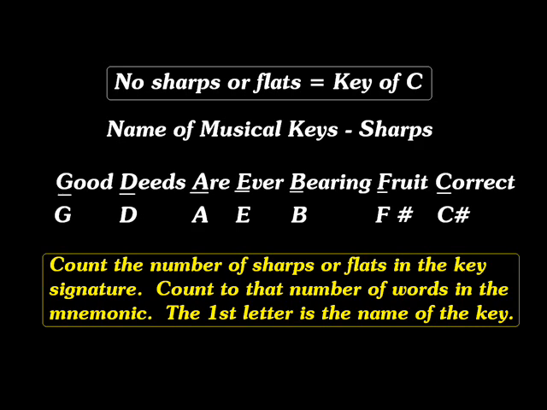The mnemonic is, good deeds are ever bearing fruit correct. Take notice, the names of the keys for F and C are F sharp and C sharp.